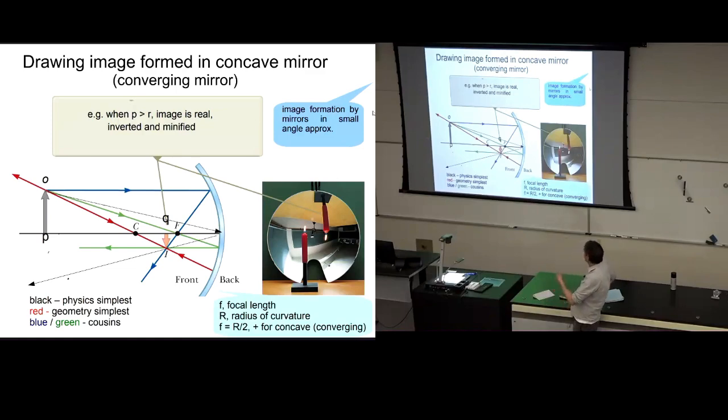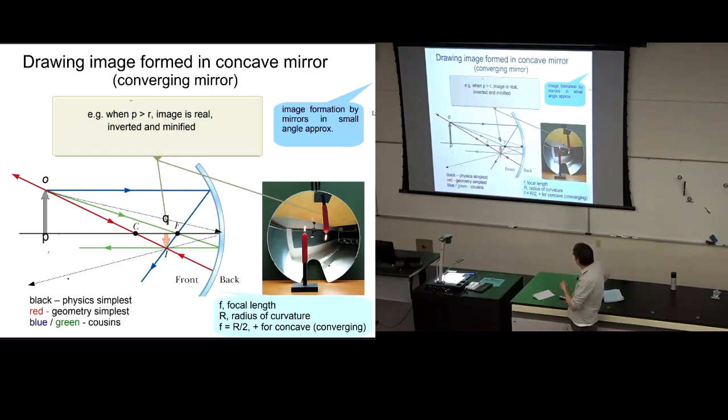We're going to focus on this bit of this slide. Here's the mirror. The left-hand side is the front of the mirror. That's the mirrored side. The right-hand side is the back of the mirror. That's where the wall is or whatever. The horizontal line is the optical axis again.